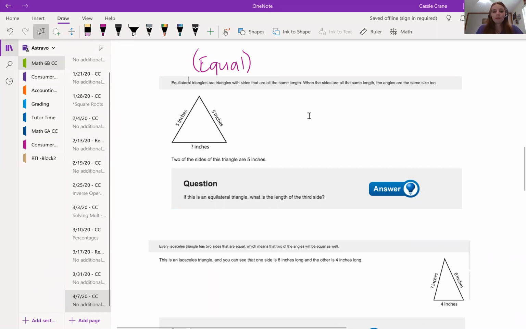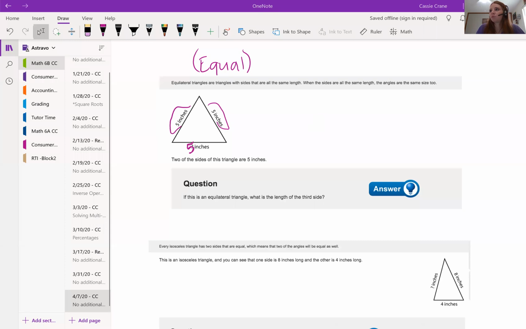All three. So this triangle has two side lengths given, 5 and 5, and the other one has a question mark. It says two of the sides of the triangle are 5 inches. If it's an equilateral triangle, what is the length of the third side? Yeah, y'all are way ahead of me. It is 5 because it's an equilateral triangle. It has to be the same as the others, all the same.